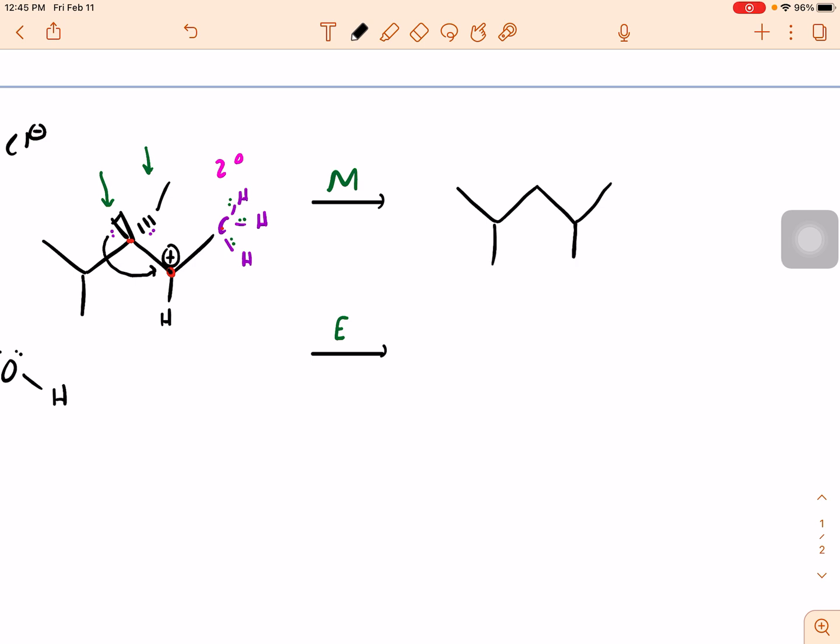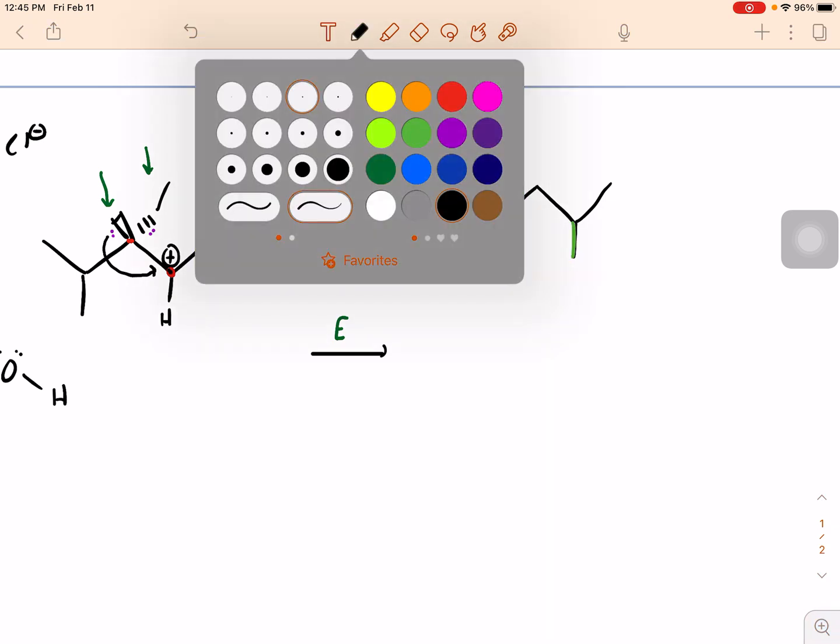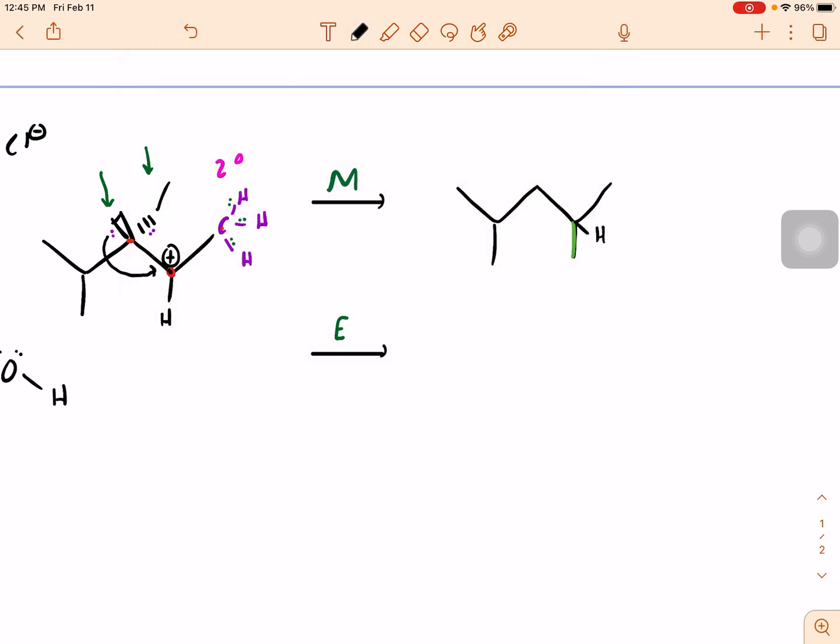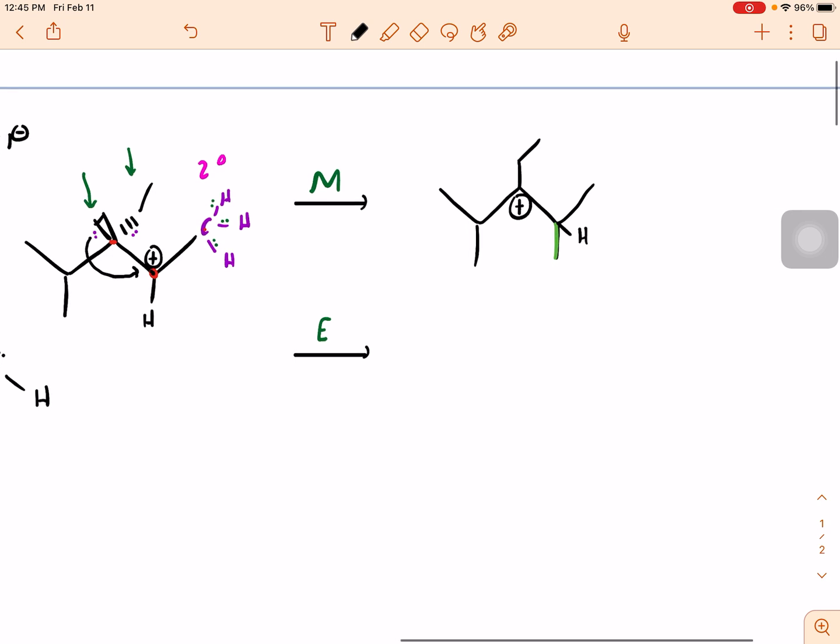This is the methyl group that moved right here. This is a methyl group that moved, and we know that there's still a hydrogen here. You don't have to draw it, but it's still there. And now our ethyl group is actually going to be still there from the carbocation.